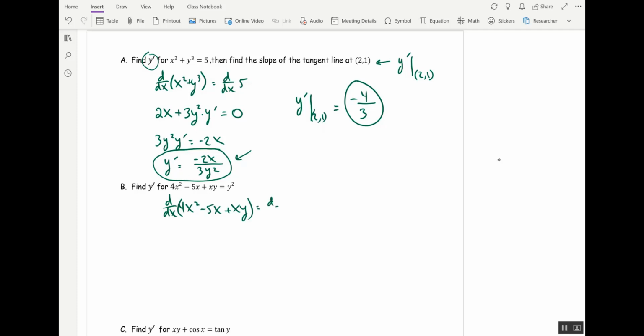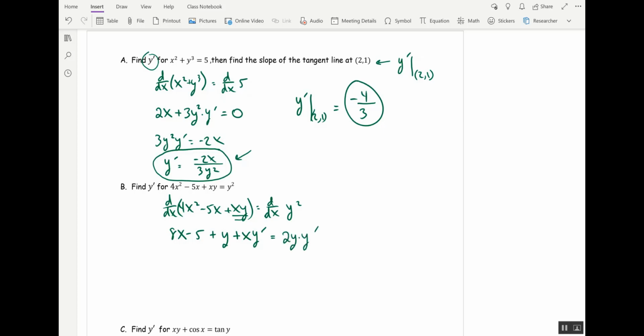That's d by dx of y squared. Now we take the derivative. 8x minus 5 plus product rule. The derivative of x is 1, so 1 times y plus x times the derivative of y, which is y prime. We did that on the first page. And that's equal to, chain rule, 2y, y prime.